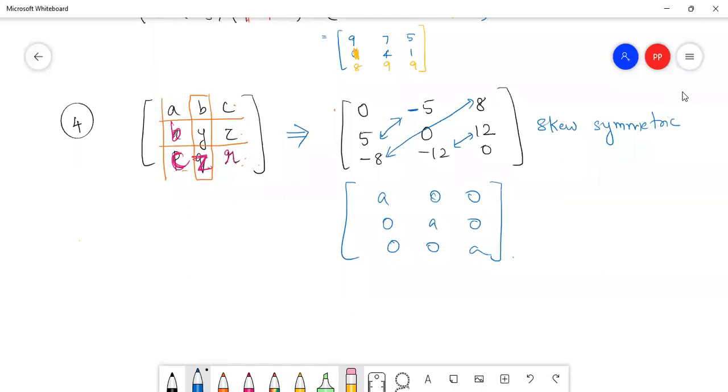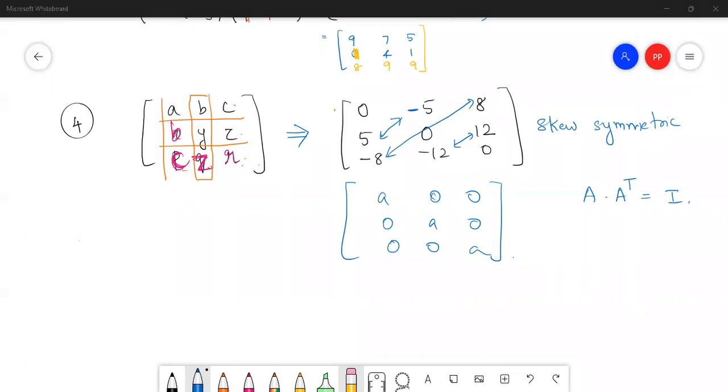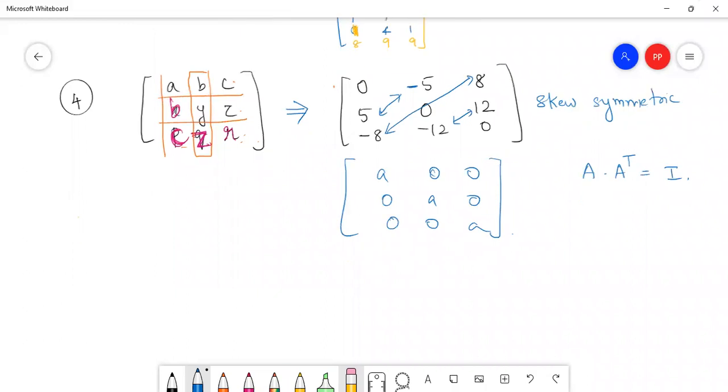So what about an orthogonal matrix? Orthogonal means, when A into A transpose, if you multiply these two, you have to get the identity matrix. Then it is called orthogonal, yes. So these are some symmetric 1 mark questions. They can give you the matrix and ask you to identify whether it is symmetric or not.